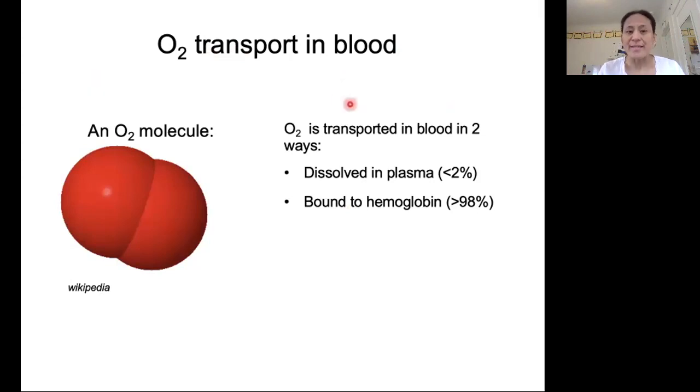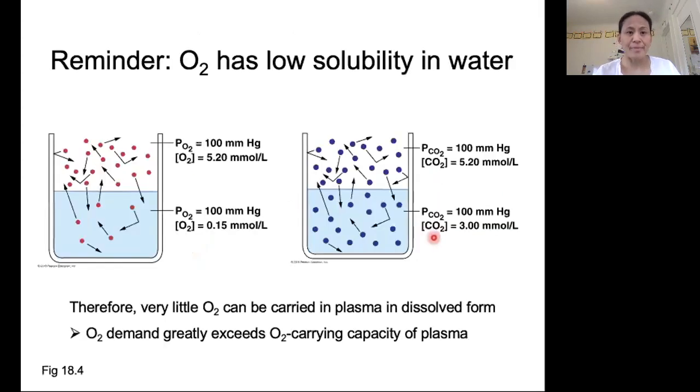So oxygen is transported in the blood in two ways. It's carried as dissolved gas in the plasma, and that's less than 2% of the oxygen in our blood. And then the other way that oxygen is carried in our blood is bound to hemoglobin. So that is most of the oxygen in our blood. Over 98% of the oxygen in our blood is carried bound to hemoglobin.